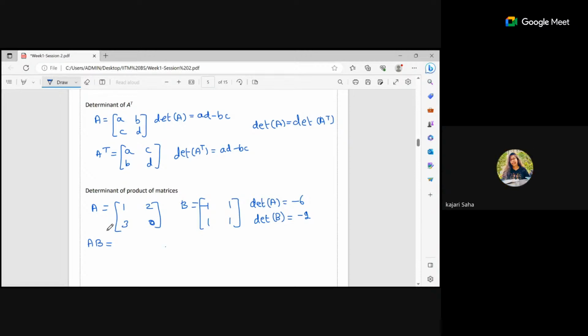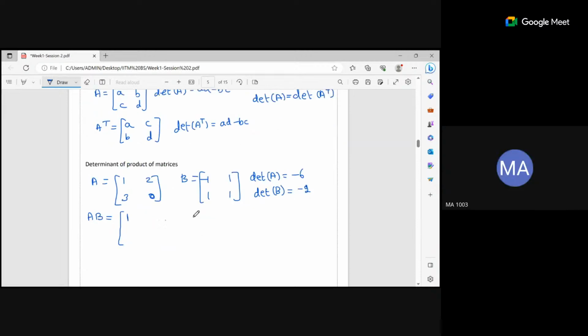Yes, so first let us compute the product of these matrices. What is AB? Can you compute? Yes. Minus 1, 2, plus 2 into 1, plus 2, 1. 1, and 3. What is this entry? 3. And what is this entry? Minus 3. And 0. 3, 3.